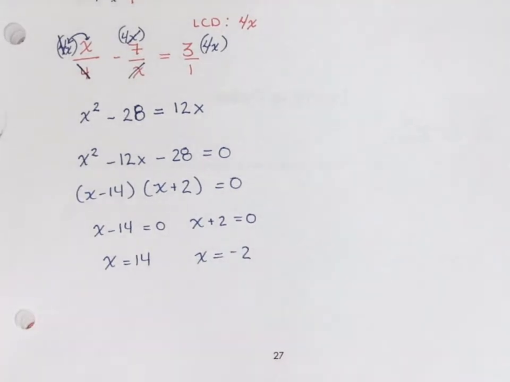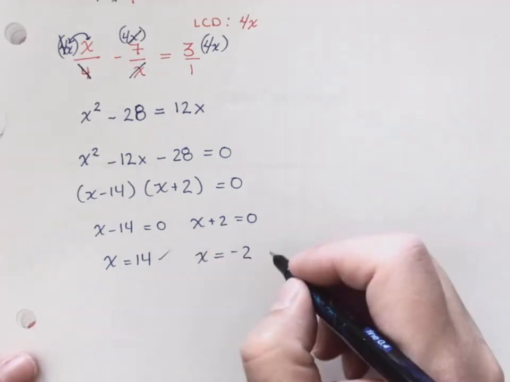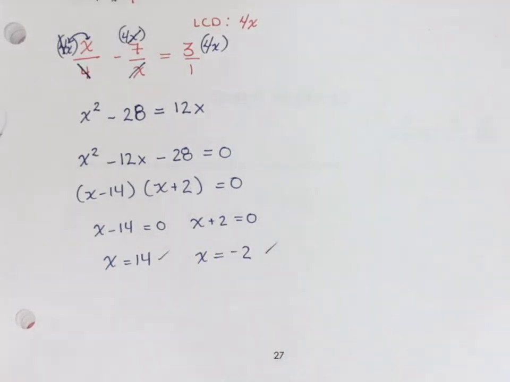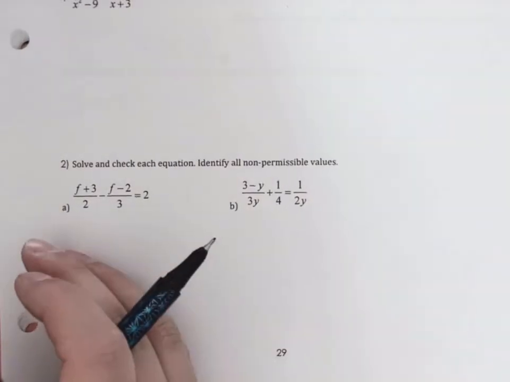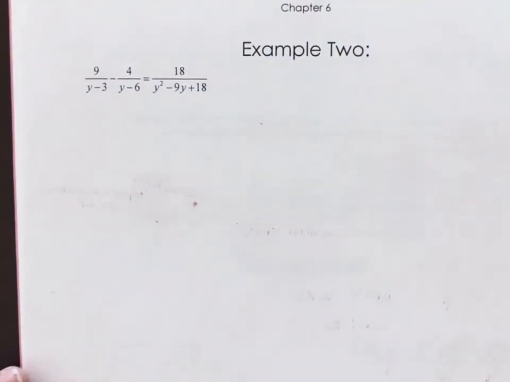All right, so I got to check them against, what am I checking them against? My NPVs. What's my NPVs? 0. So does it affect anything? Nope. So both these answers are good. All right. Okay, this is good. That wasn't hard, eh? But it's going to be the confusion on the test on what to do when. That's going to be the most difficult part of this one.